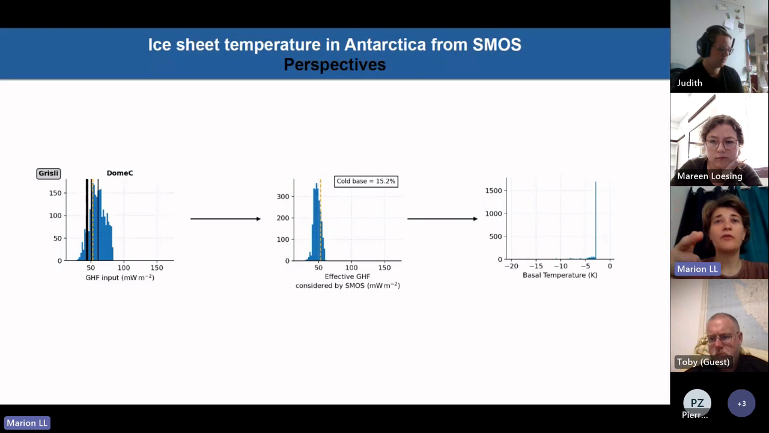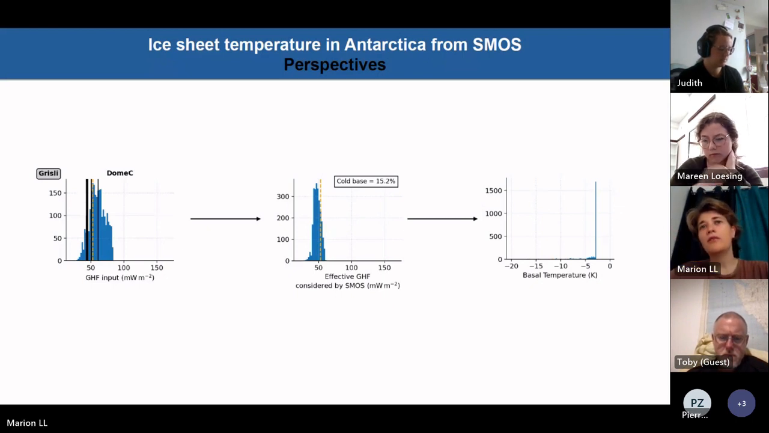So here, for example, SMOS says that in 15% of cases it is cold base. So we can say, okay, SMOS Dome C is a warm base place. The second piece of information that we can provide is also the distribution of basal temperature, because we have many profiles at this place, and so we can give this distribution.